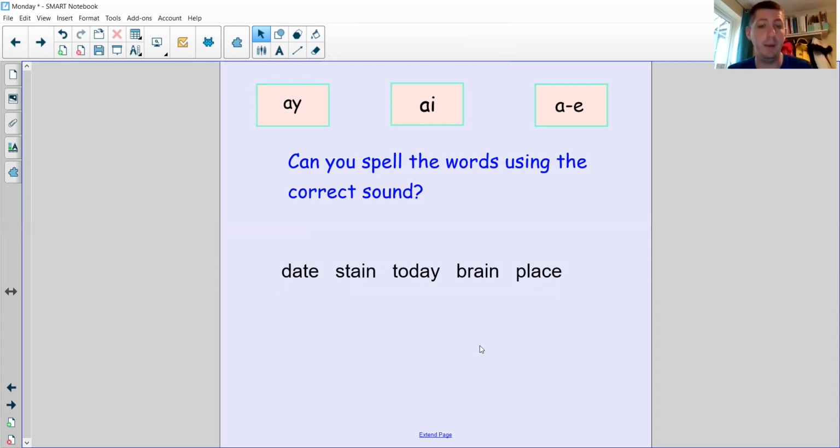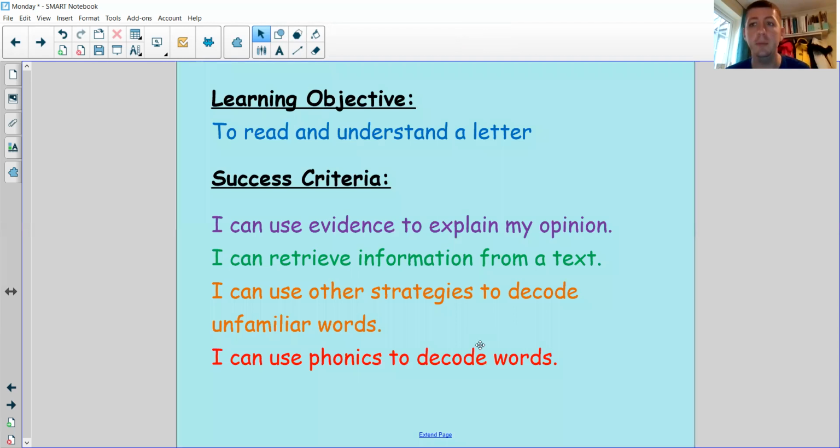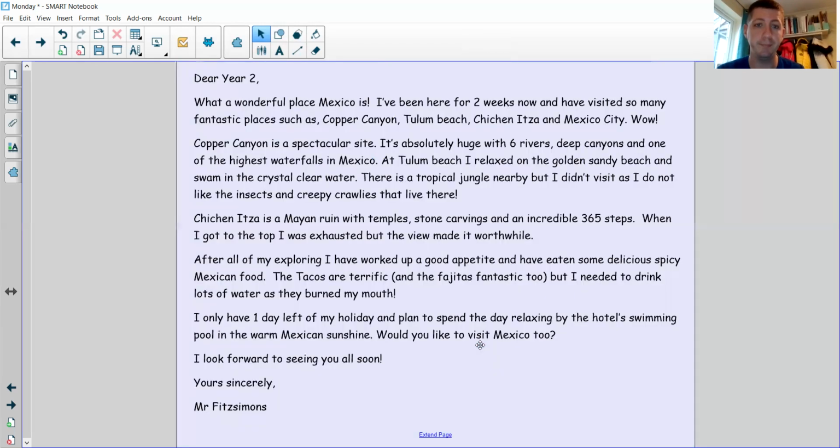If you made any mistakes, maybe you could practice those words again one or two more times. Now, in today's main part of the lesson, we're going to be looking at a letter, and we're going to see if we can read and understand a letter. So, to be successful today, we're going to see if we can use our phonics to help decode words. We're going to see if we can use other strategies to decode unfamiliar words. We're going to see if we can retrieve information from a text, and we're going to see if we can use evidence to explain our opinion.